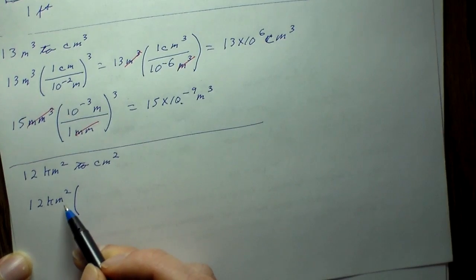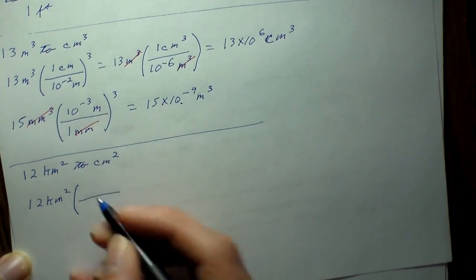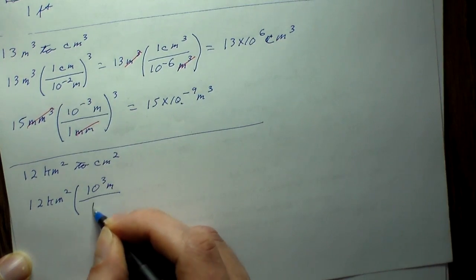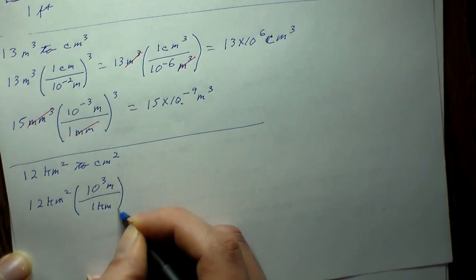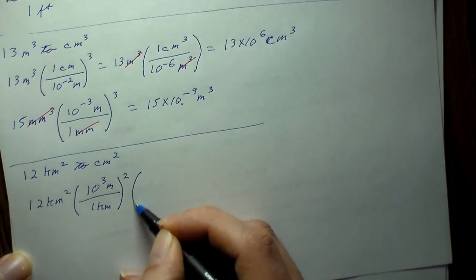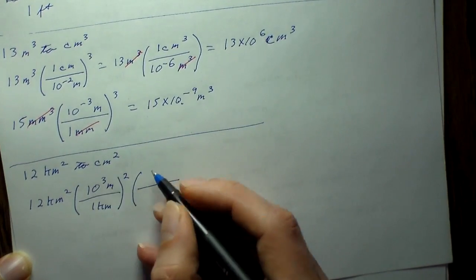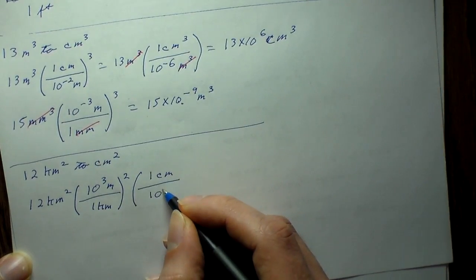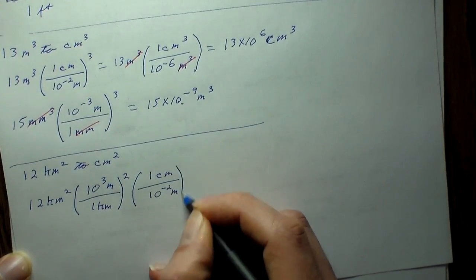So first thing we want to do is convert this into square meters. So I have 10 to the 3rd meters per 1 kilometer, and now that's going to be squared. And then I want to convert this into centimeters. So 1 centimeter is 10 to the minus 2 meters.